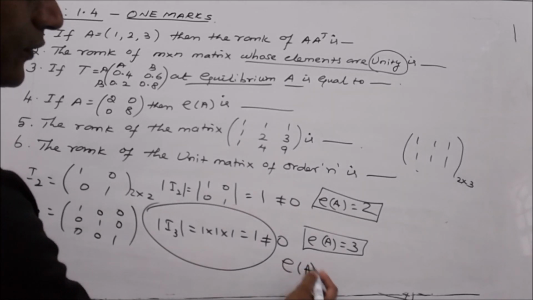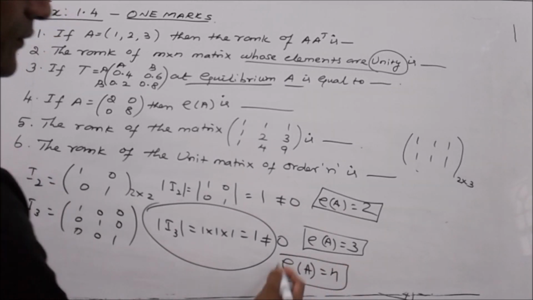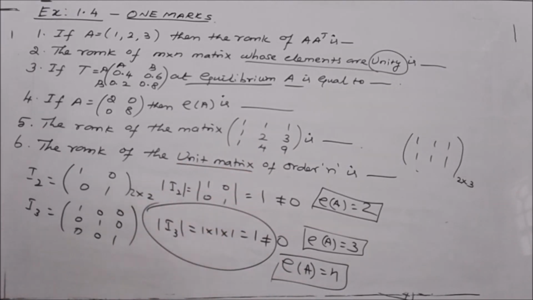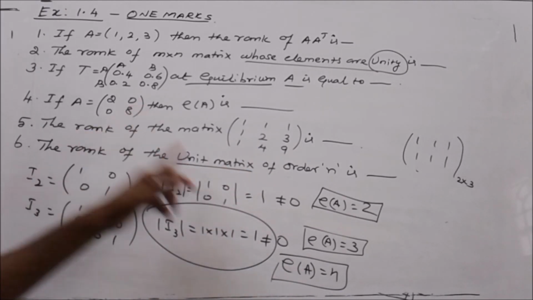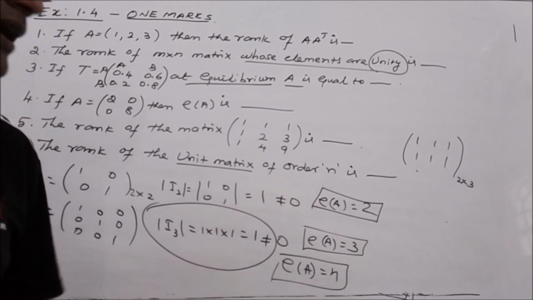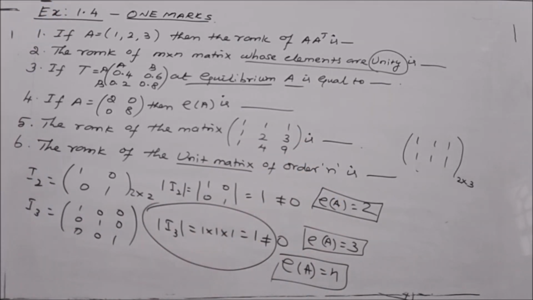Therefore, the rank of a unit matrix of order n is n. It should be a unit matrix. For other matrices, we cannot say this. Only for a unit matrix, its order will be its rank. So that is question number 6. We have completed the first 6 questions. Now we are moving to the next 6 questions.